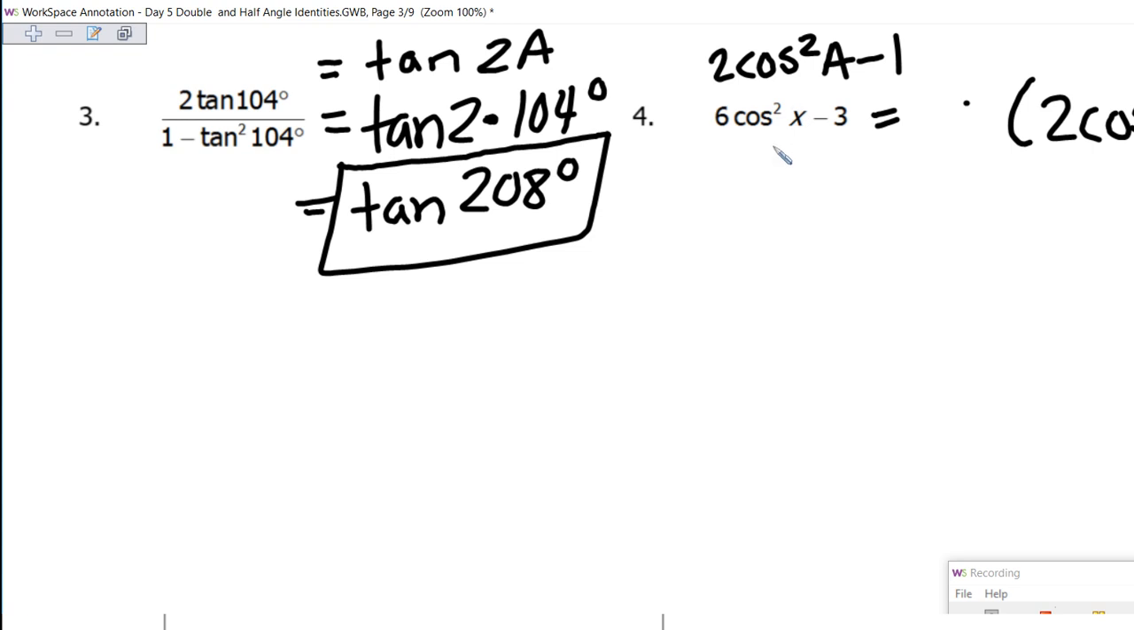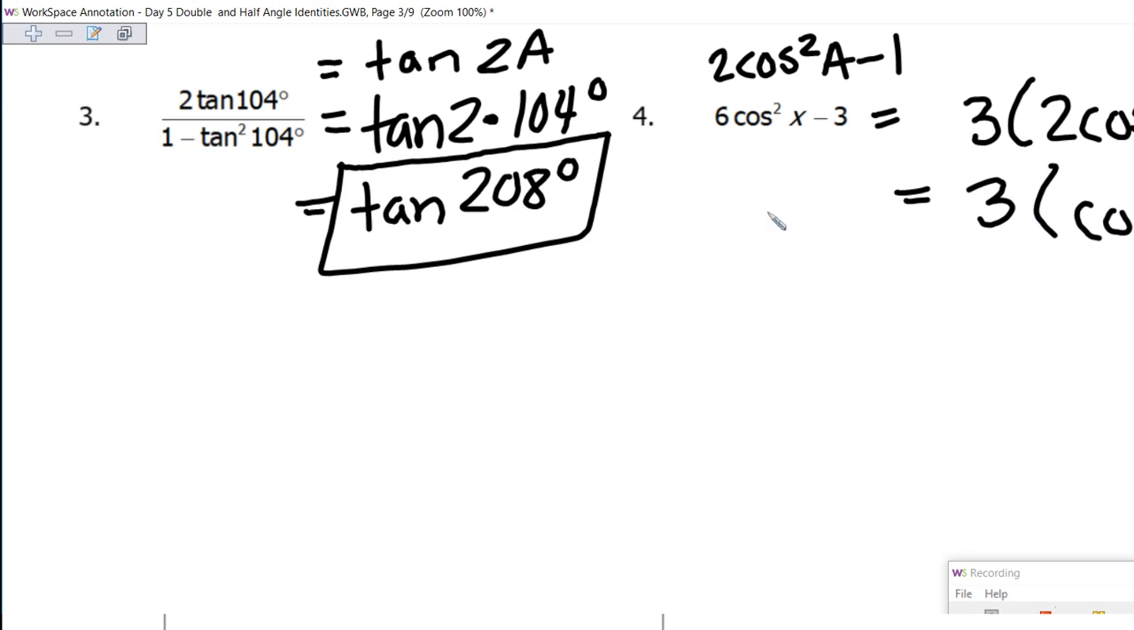3. So notice if I distribute 3 times 2 cosine squared A would be 6 cosine squared, and 3 times negative 1 would be negative 3. Correct. Now, instead of A, what should I have used? X. Let me amend this and change this to an X. So the 2 cosine squared X is equivalent to sine of 2A, cosine 2A, or tangent of 2A? Cosine of 2 times, instead of A, they're using X.